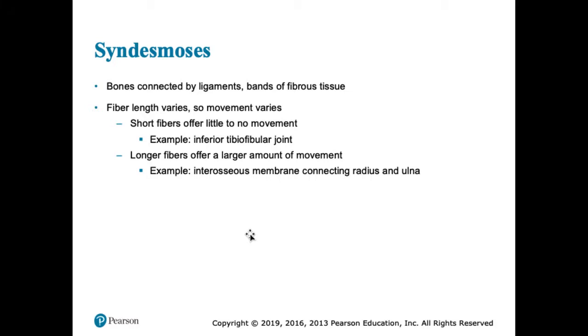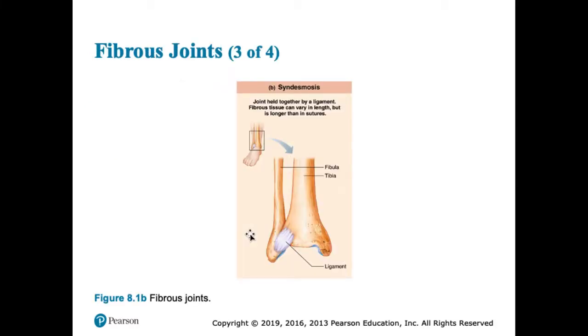You'll see some of these as you go through the chapter as well. This is, of course, that fibrous joint where the joint is held together by a ligament, and you can see these examples here. Here's the fibula, here's the tibia, and that ligament that holds them together.